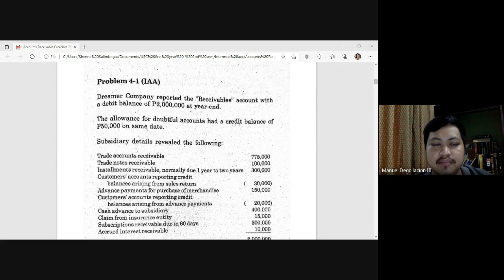Okay. And sometimes in your sales transactions, class, you will offer your customers a discount. And you will only be able to know whether your customers will be eligible for a discount depending on when they will pay. If they will pay within the discount period, then you will have to give them a discount. And that will affect the amount that you will be able to collect from them. If they pay beyond the discount period, then they will not be entitled to any discount.